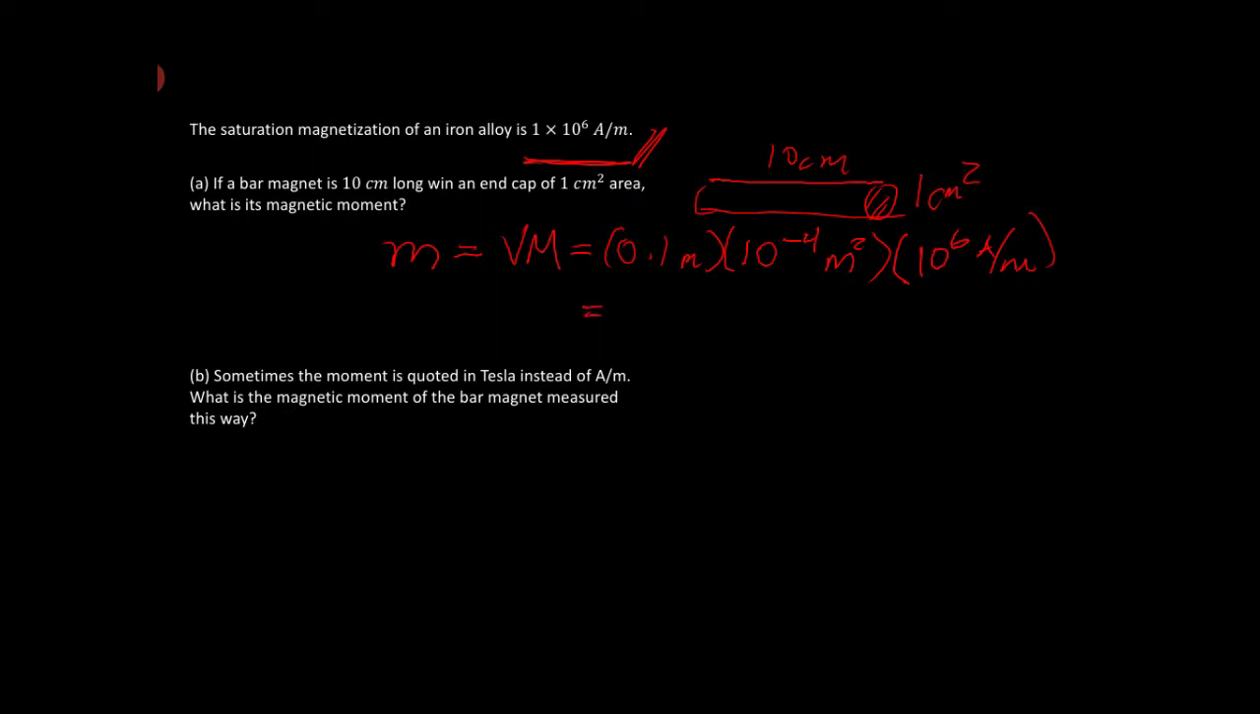And that's going to give us 10 to the minus 5 times 10 to the 6th amps meters squared, because one of these meters cancels there, so we have an amp and a meter squared left over. So that's 10 amps meters squared. So that is the magnetic moment of the bar magnet.